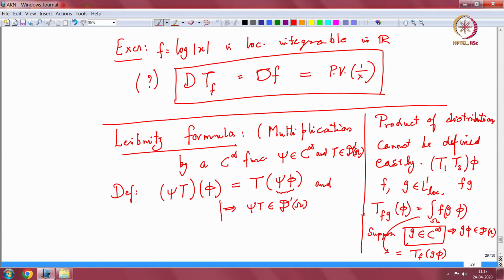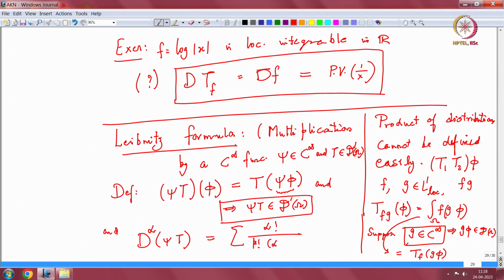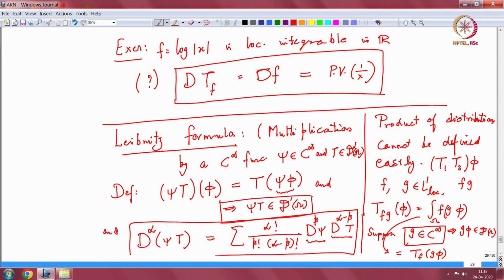So, you can define that, and then you want to know its derivative. You can differentiate psi T, and the standard formula follows: alpha factorial by beta factorial into alpha minus beta factorial, where these are all multi-indices, so you have the factorial concept for that, times D power beta of psi into D power alpha minus beta of T. Again, note that psi is a C infinity function and T is a distribution, so the product is well defined. That is how you define it, and the Leibniz formula is valid there.